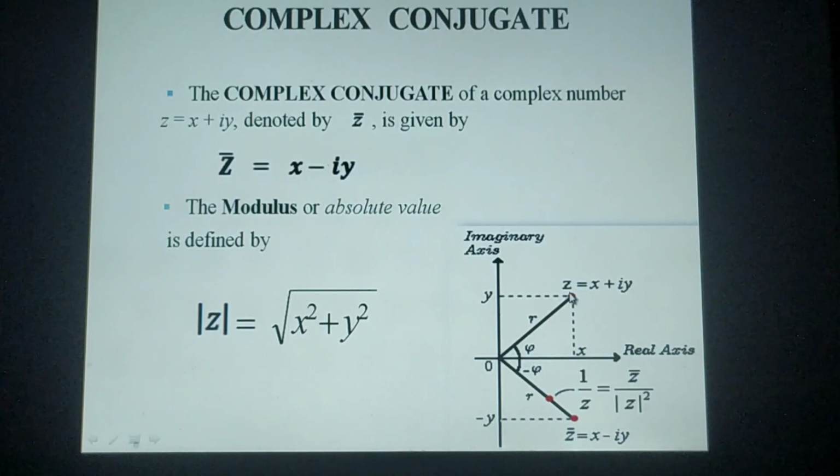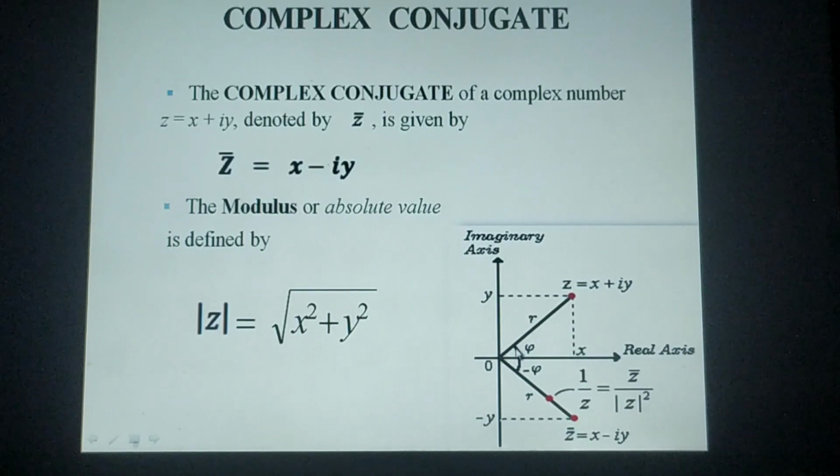Here in the first quadrant is the point z = (x, y), z = x + iy. Here x and y are both positive, so this point is represented in the first quadrant. z bar = x - iy. Here x is positive and y is negative, so this point is represented in the fourth quadrant. In this way we can represent the complex number and its conjugate.